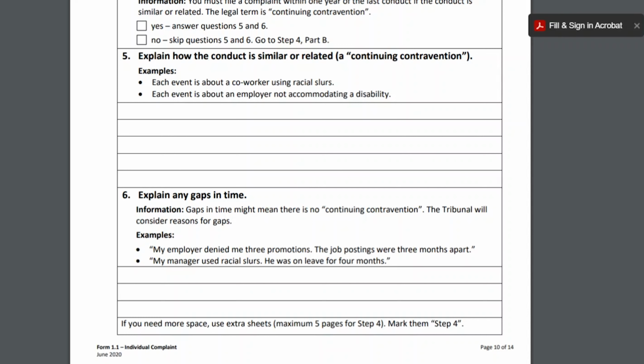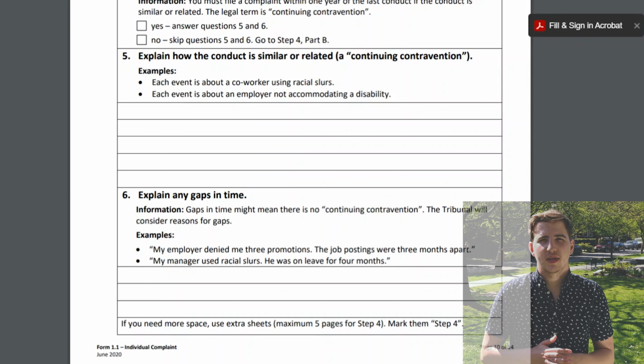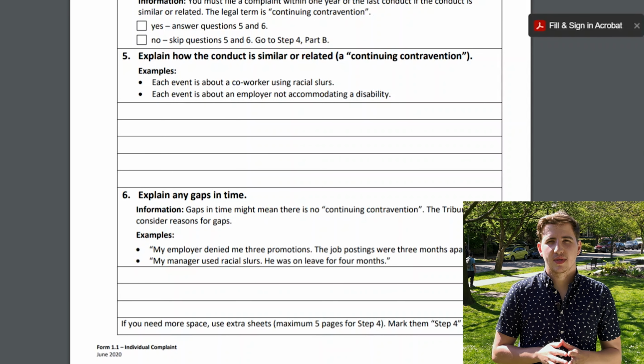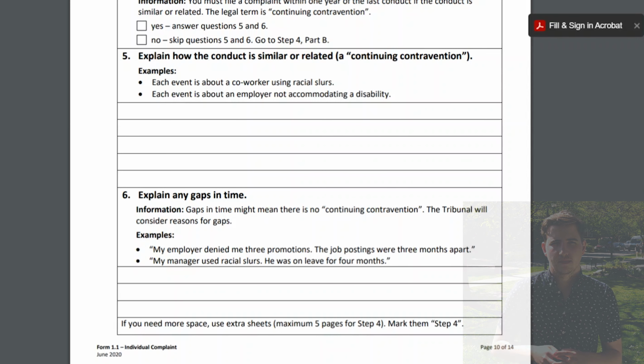Point 6 is for you to explain why there may have been gaps in time between the similar incidents you raised in point 5. In our racial slurs example, say the coworker was sent to work on a different schedule for a few months before returning, and therefore there was no incident for 3 months. That would explain the gap in incidents.